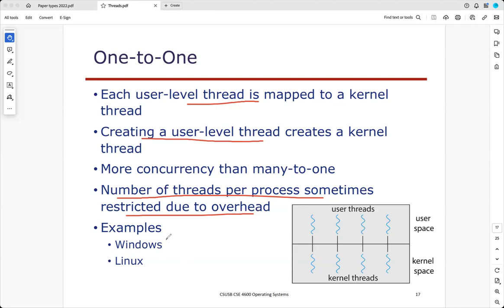And now Windows, Unix, and Linux all use the one-to-one model. The user creates a user thread, and there is a corresponding kernel thread to this user thread.